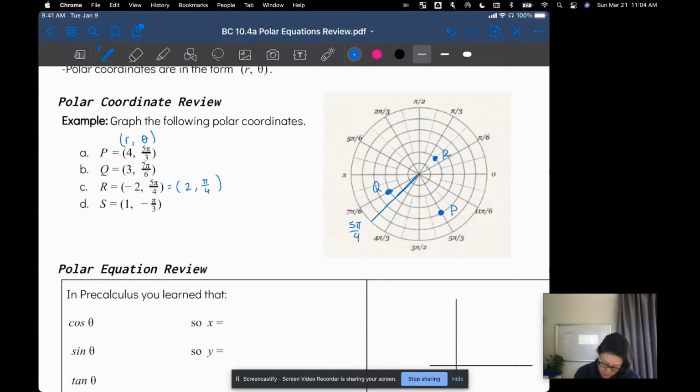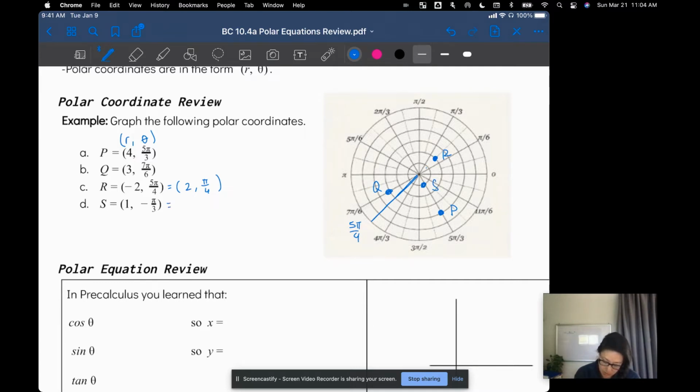All right. We have point S, which is 1 comma negative pi over 3. So I'm going to go negative pi over 3, which is negative 60 degrees. And then I'm going to walk 1 unit forward. So I end up right here at S.